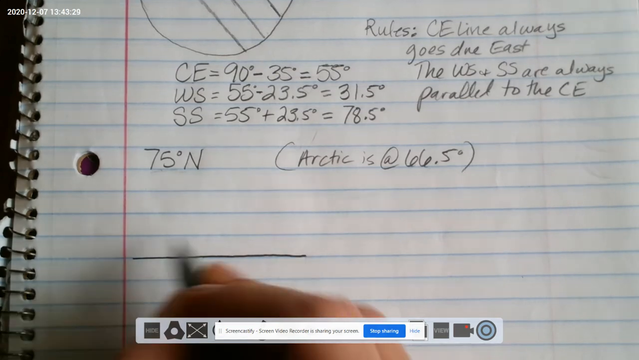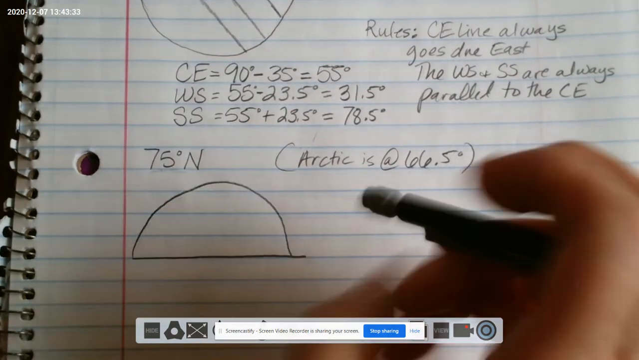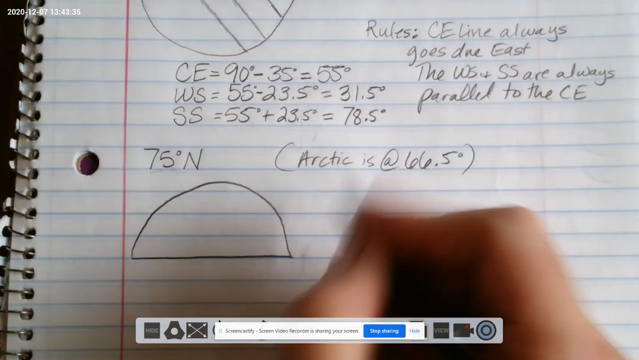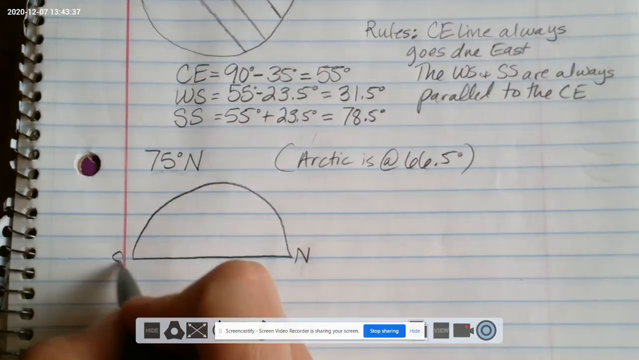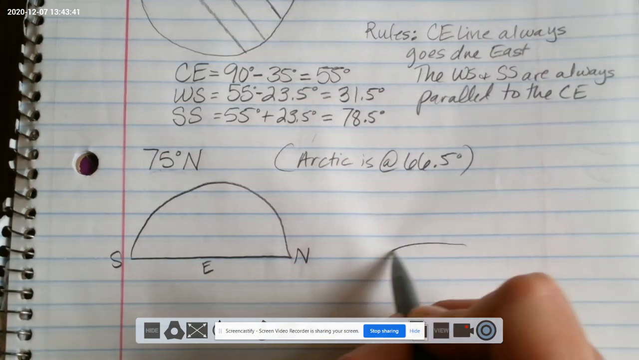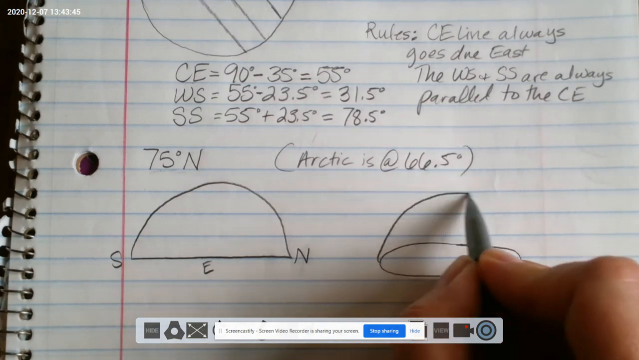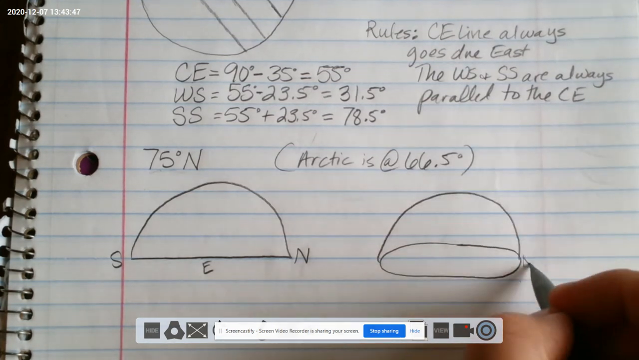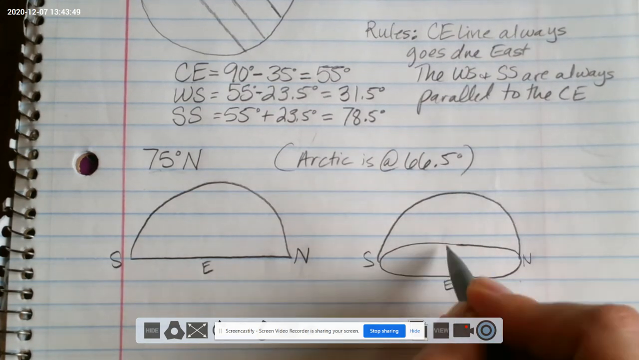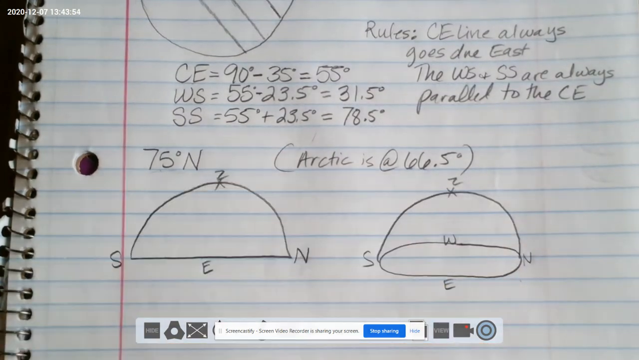So I'm going to draw my dome. Once I get that done, I always erase that extra on the end. North, south, east. If I want to do it three-dimensionally, north, south, east in front, west in the back. I'm going to label my zenith first. It's a point 90 degrees above my head.